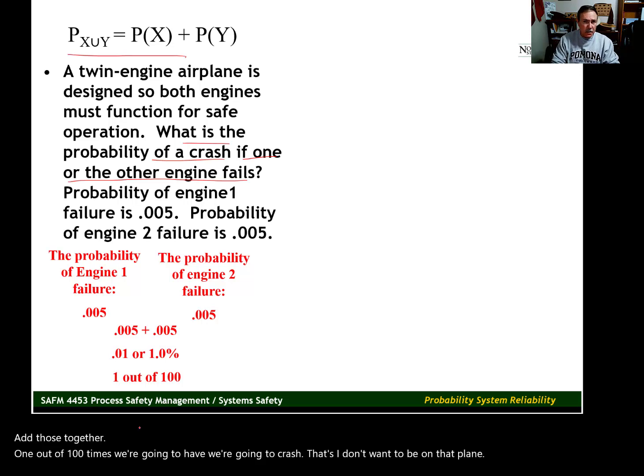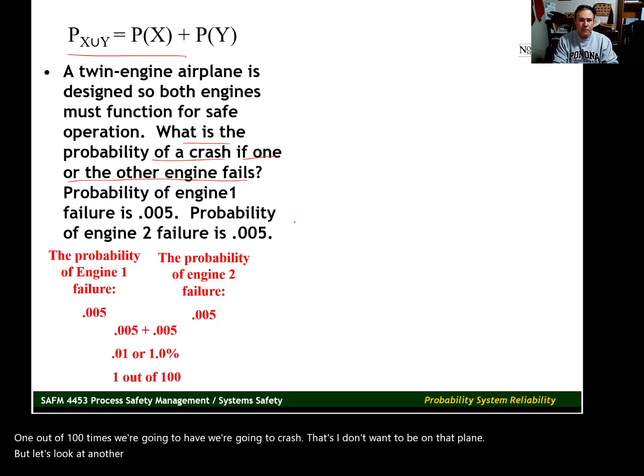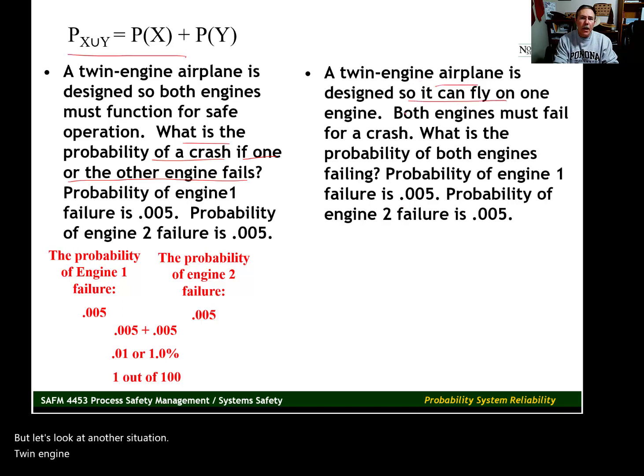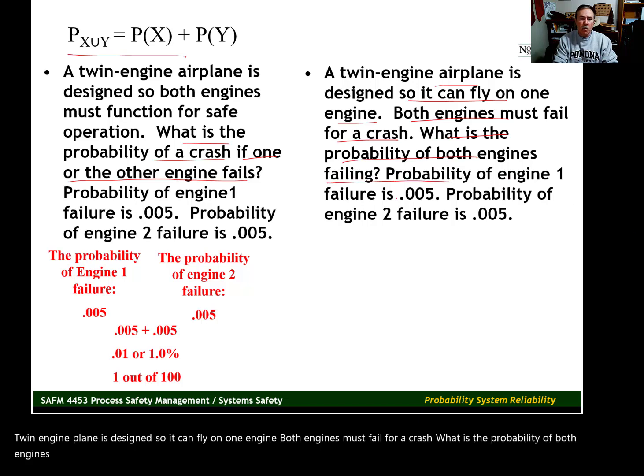But let's look at another situation. The twin engine plane is designed so it can fly on one engine. Both engines must fail for a crash. What is the probability of both engines failing? Probability of engine 1 failure is 0.005. Probability of engine 2 failure is 0.005. We have the same engines that we had in the previous example.